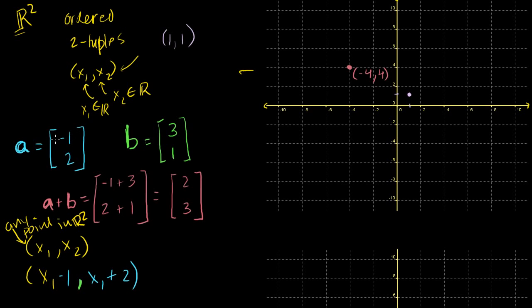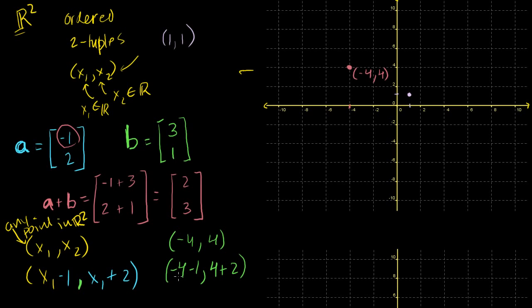Now, if I want to represent my vector A, what I just said is that I add the first term in vector A to my first coordinate, so x1 minus 1. So now I'm starting at the point minus 4, comma 4. If I want to represent A, I draw an arrow to minus 4 plus this first term, minus 1, and then 4 plus the second term, 4 plus 2.